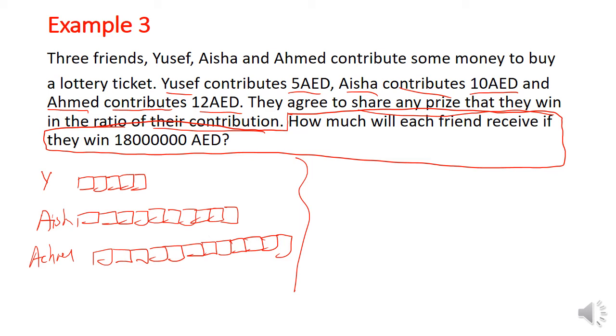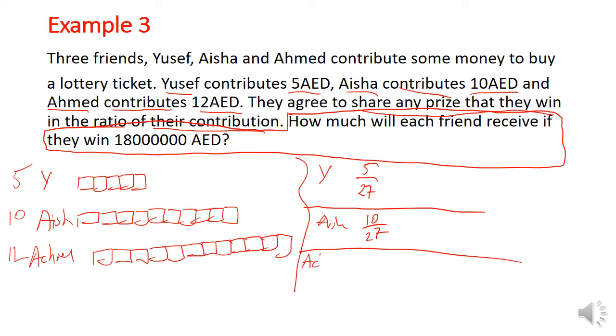So we know that we've got 5 parts here for Yusuf, 5 parts. We've got 10 parts for Aisha and 12 parts for Ahmed. So we've got a total of 5, add 10, add 12. We've got a total of 27 parts. So for Yusuf, out of the 27, he's contributing 5 out of the 27. Aisha is contributing 10 out of the 27, and Ahmed is contributing 12 out of the 27.